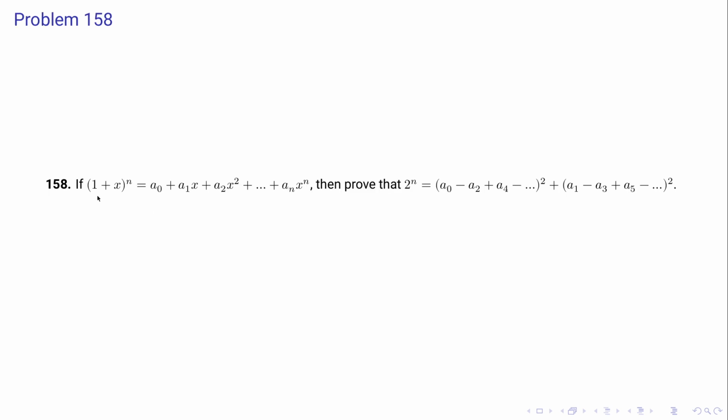Problem 158 says that if (1 + x)^n = a0 + a1x + a2x² + ... + an x^n, prove that 2^n = (a0 − a2 + a4 − ...)² + (a1 − a3 + a5 − ...)².